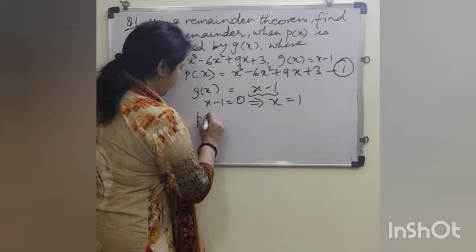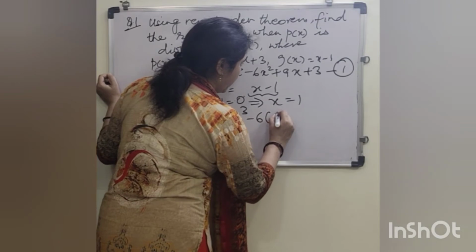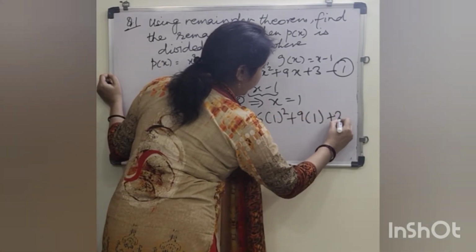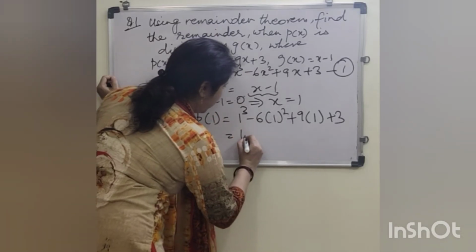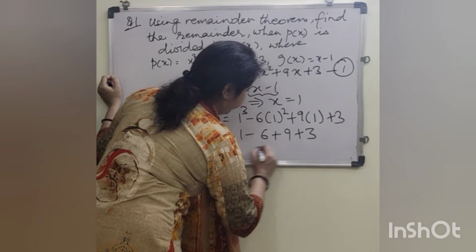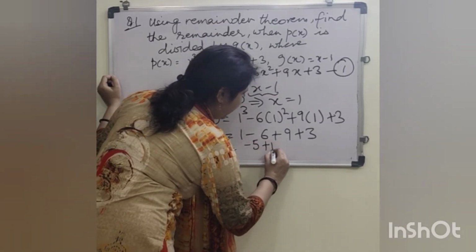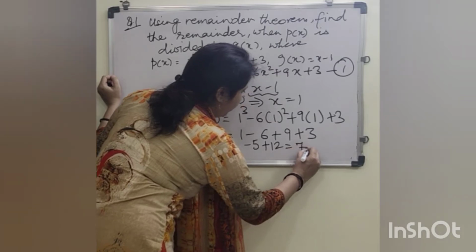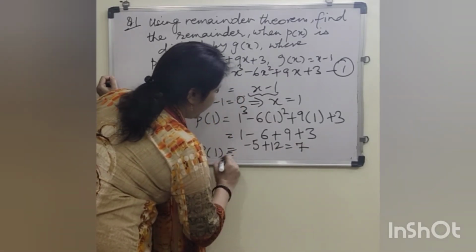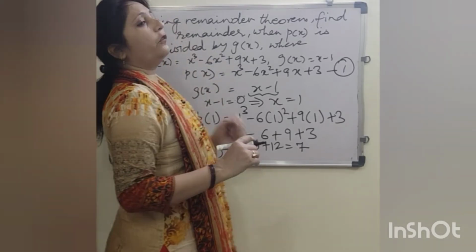So we get P(1) is equal to 1 cube minus 6 into 1 square plus 9 into 1 plus 3. It is 1 minus 6 plus 9 plus 3, minus 5 plus 12, that is 7. So when you have divided by x minus 1, your remainder is 7.